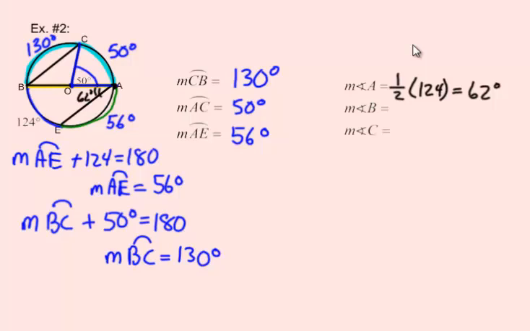B is also on the circle. Here's angle B. Now you see where B is. Follow it out along the edges, and you see that it intercepts CA, our arc AC. So the measure of angle B is going to be half of 50, which is 25. And then finally, we have the measure of angle C. Oh, how are we going to get that? That looks a little tricky.